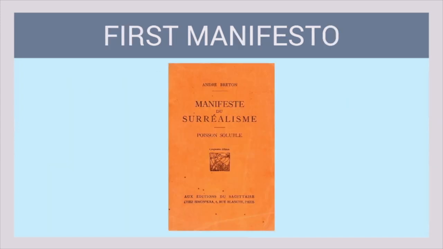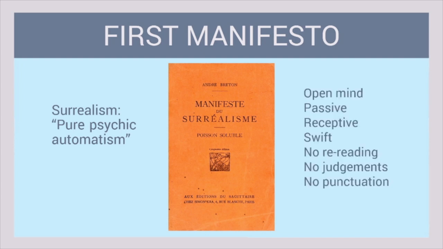The first manifesto of surrealism, published in 1924, defines surrealism as pure psychic automatism. In the secrets of written surrealist composition, it advises to keep an open frame of mind, passive and receptive, to write swiftly, not to reread, make no judgments, and forsake punctuation.